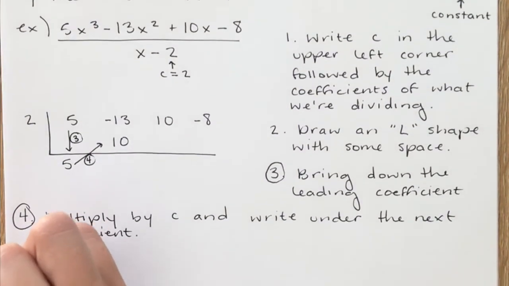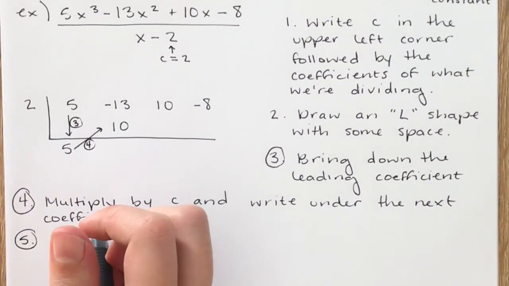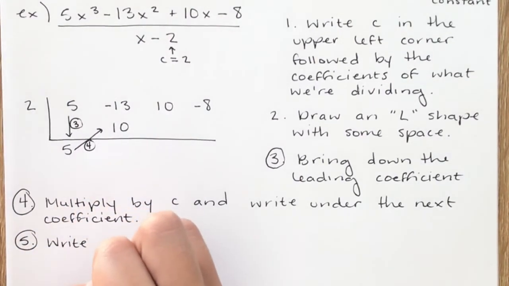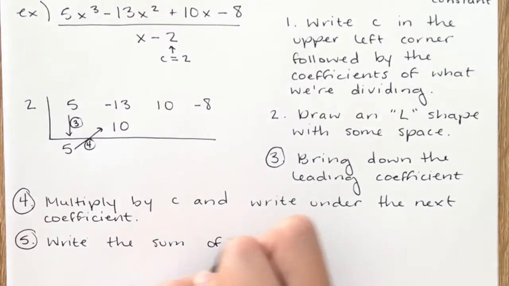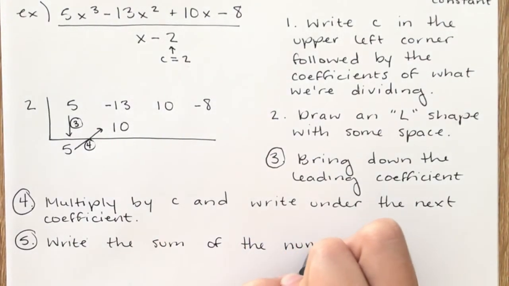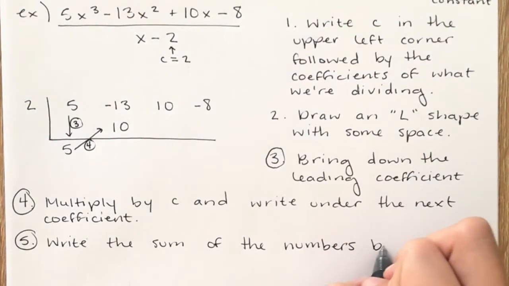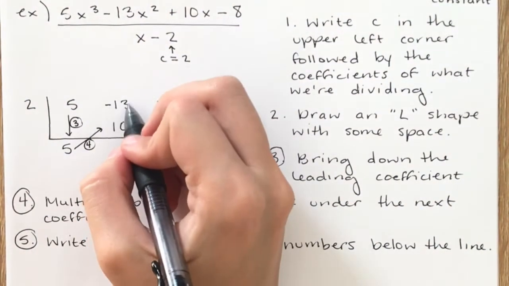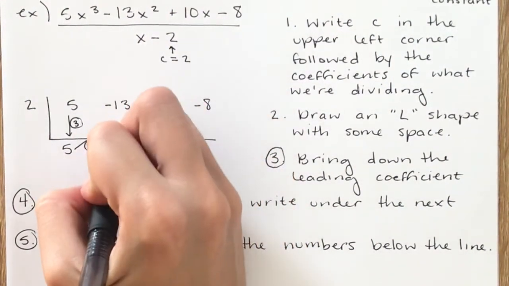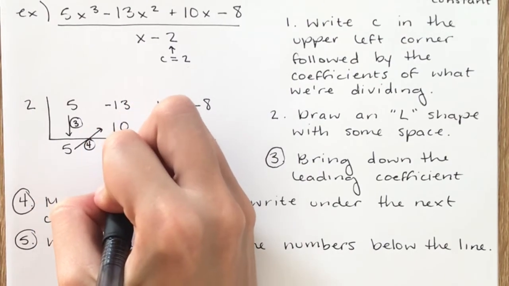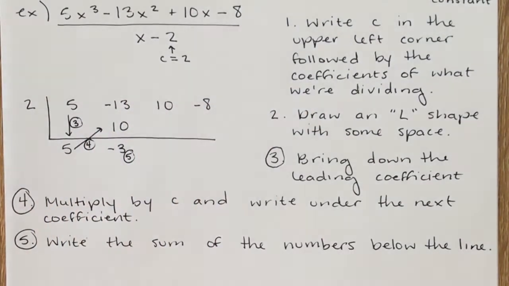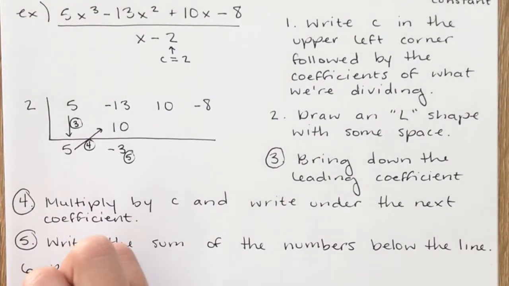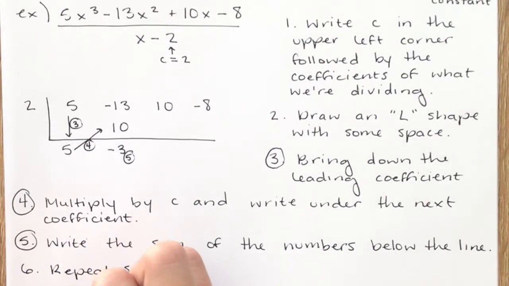Step 5, I need to write the sum of the numbers below the line. So I add these up. I have negative 13 plus 10. I end up with negative 3. This is step 5. And then step 6 is to repeat steps 4 and 5.